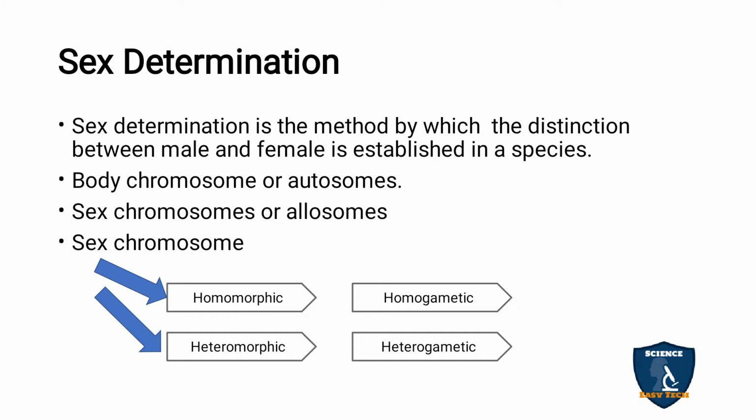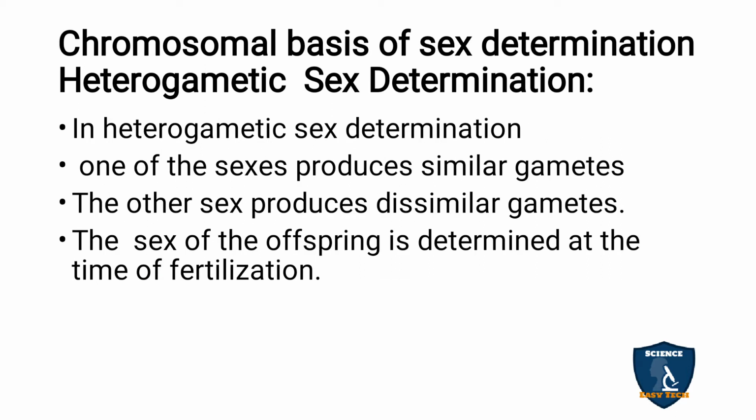Sex chromosomes that produce a single type of sex are known as homomorphic. From the homomorphic, the same type of gametes are produced, which is known as homogametic. If the sex chromosomes produce different types of sex, they are known as heteromorphic. From that, different gametes are produced, which is known as heterogametic.